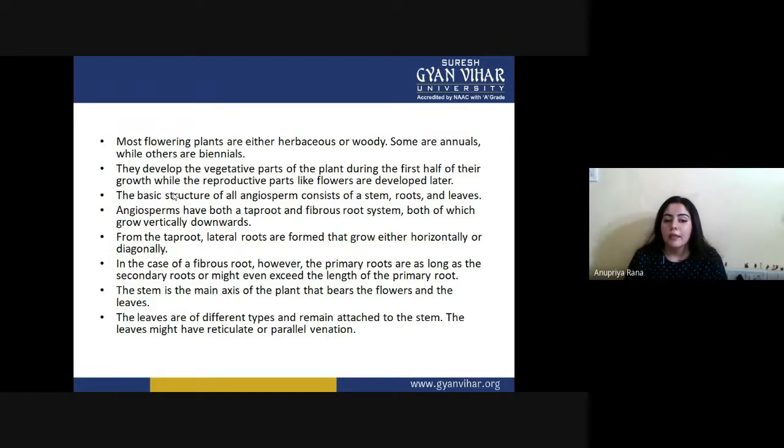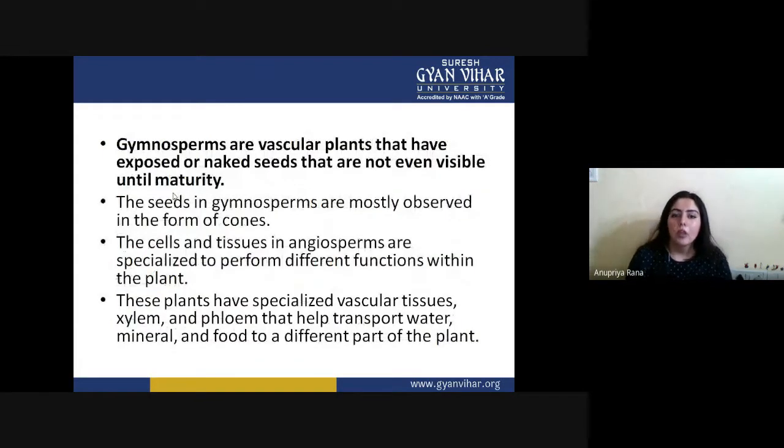The leaves might have reticulate or parallel venation. Some leaves have reticulate venation, and some have parallel venation. Reticulate venation is the normal kind of venation you have seen in plants, a net-like pattern in the leaf, and parallel venation is side by side venation. That is called parallel venation. So I think that was all about the angiosperms.